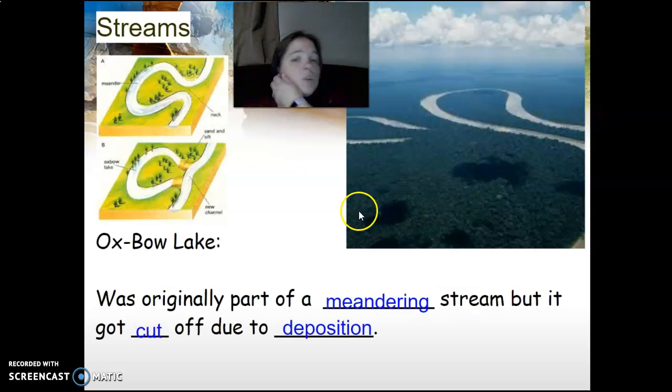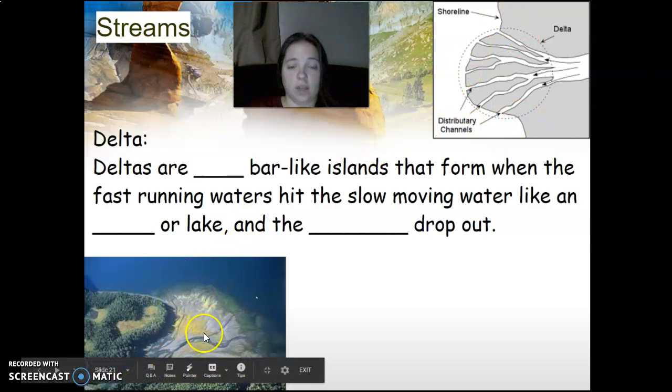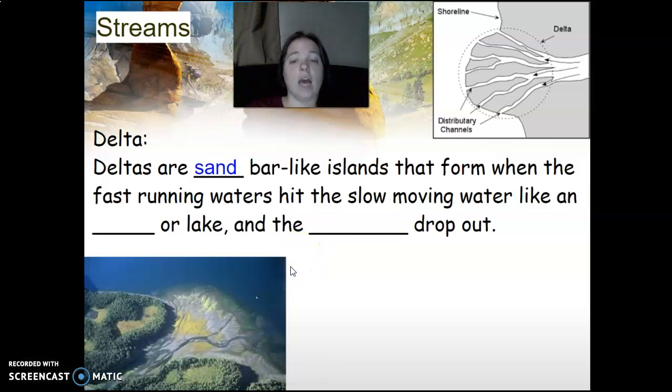Okay, so there's another landform or stream form that I want you guys to know about, and they're called deltas. This is a hand drawing of a delta, and this is a picture of an actual delta. Deltas are sandbar-like islands that form when fast-running waters hit slow water like an ocean or a lake, and the sediments drop out.